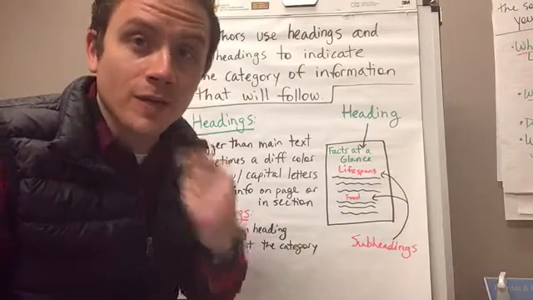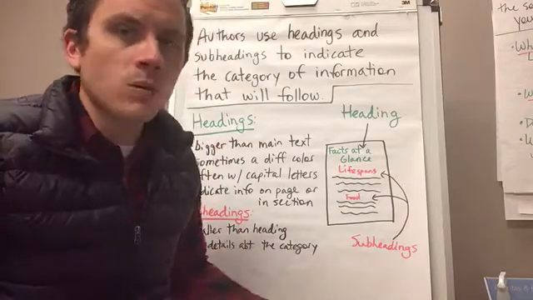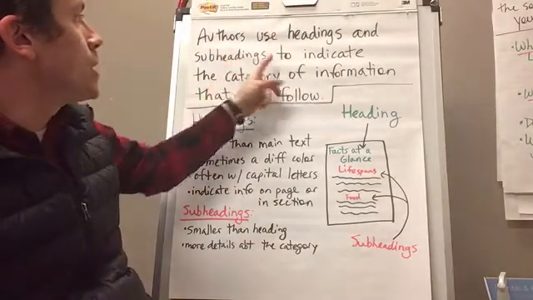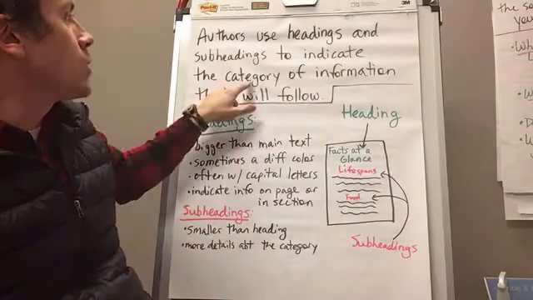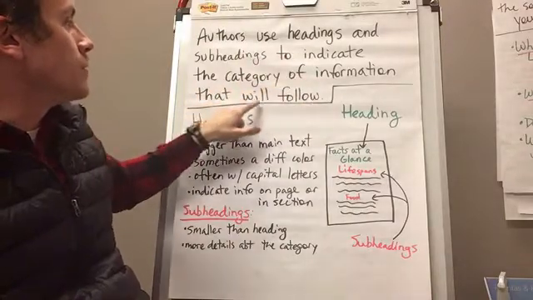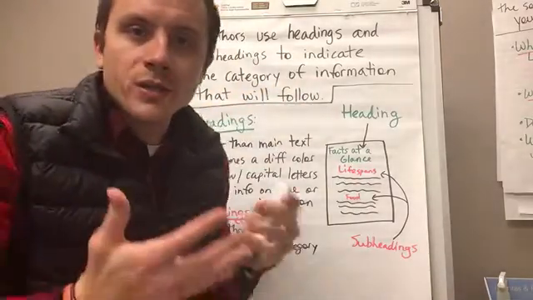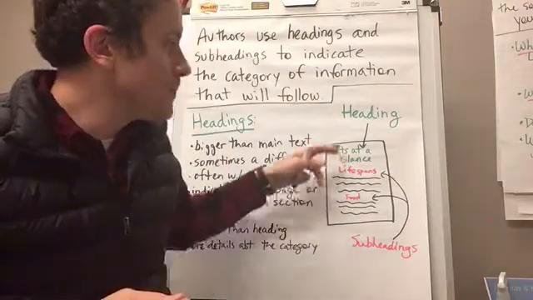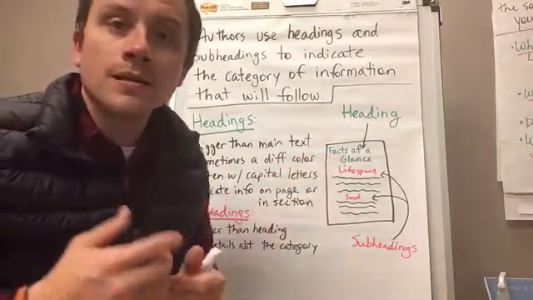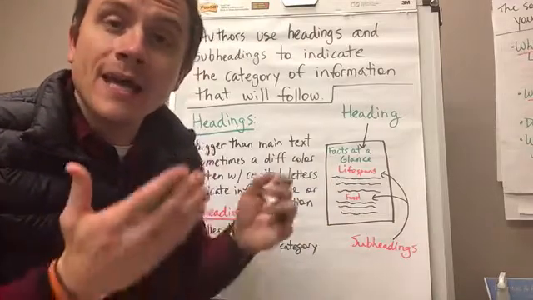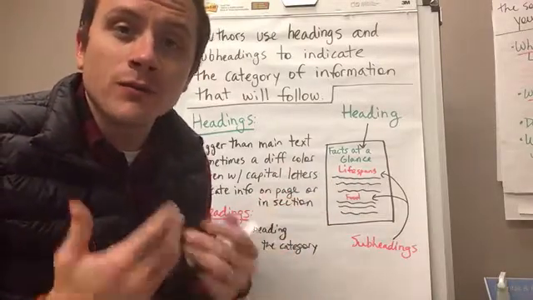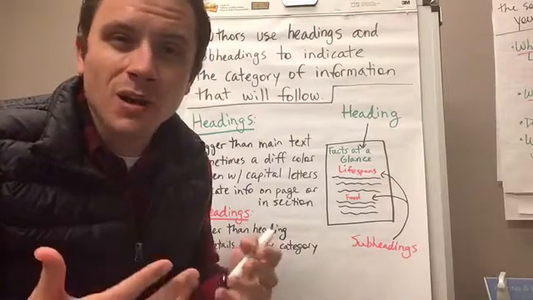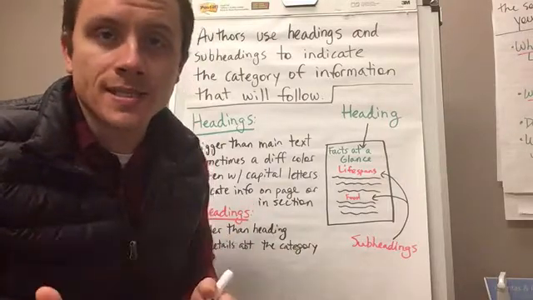All right, today we'll talk about how authors use headings and subheadings to indicate the category of information that will follow. We as readers, when we are reading texts, need to notice what headings and subheadings the text will have. Why? The headings and subheadings will inform us of what category of information is going to be talked about on that page or in that section.